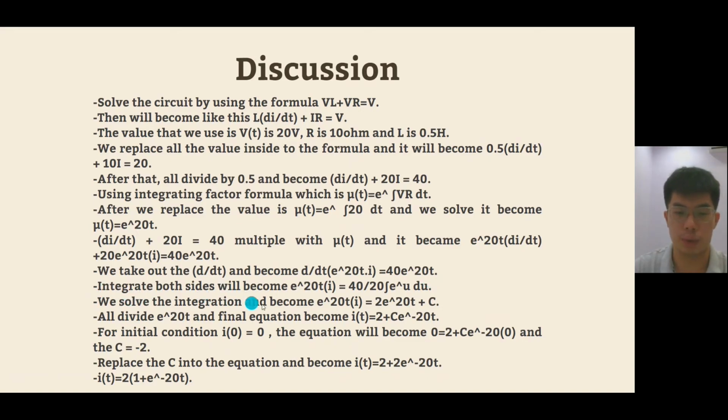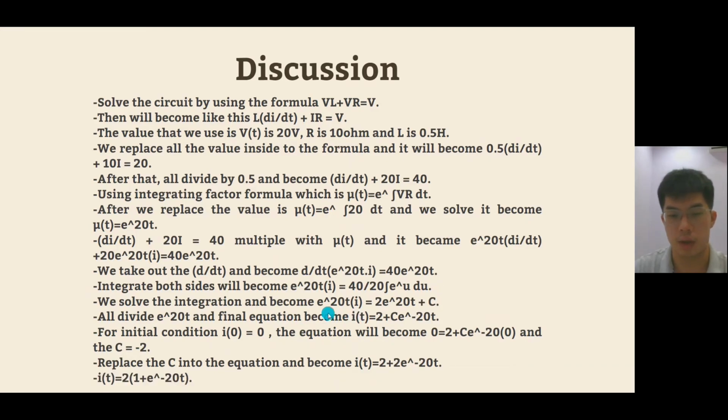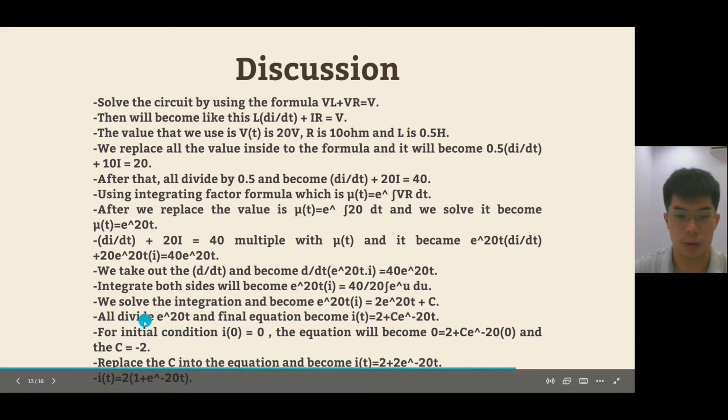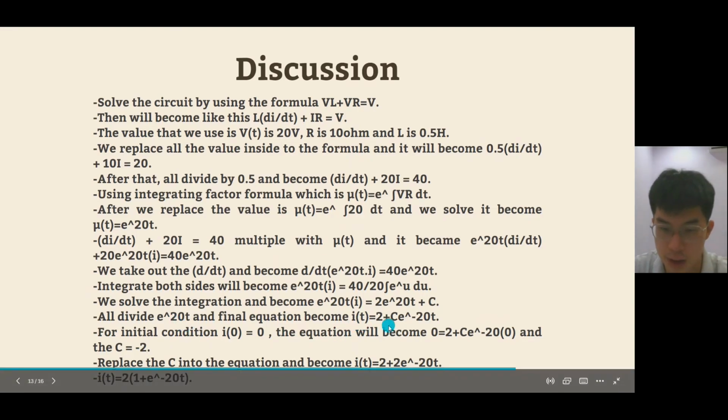We integrate both sides, and it becomes e^(20t) multiplied by i equal to 40 over 20 times the integral of e^u du. We solve it, and we get e^(20t) multiplied by i equal to 2e^(20t) plus c. Then we divide everything by e^(20t), and the final value we get is i(t) equal to 2 plus c e^(-20t).